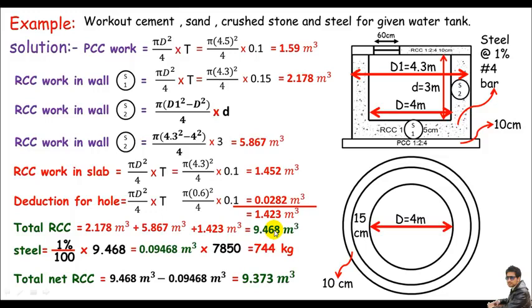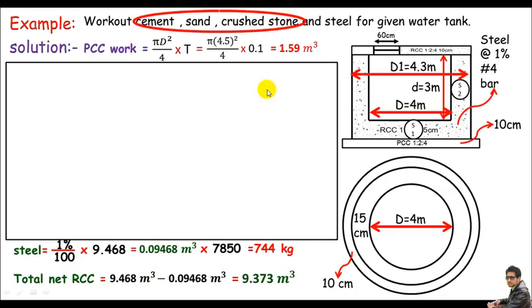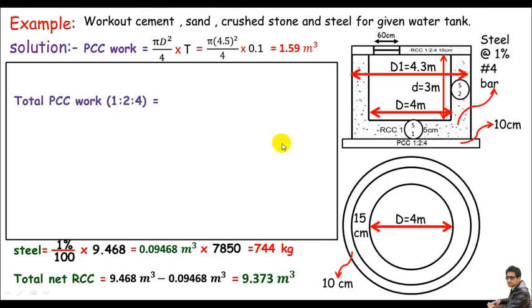And this will just be assumed as PCC, because we have already deducted the steel from this RCC work. So this will just be assumed as PCC. And the total PCC work is of course 1.59 plus this one, 9.373. So the total PCC work is 10.963 cubic meter.